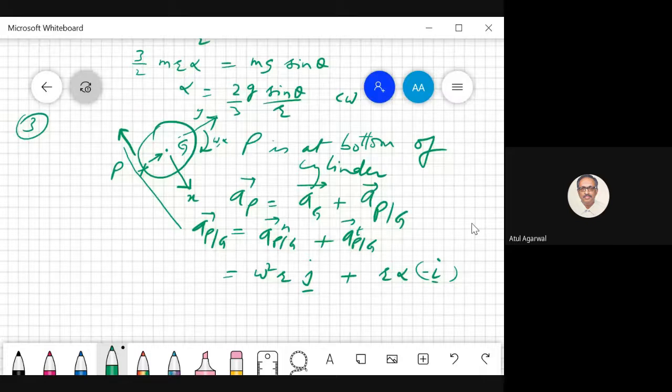What is the acceleration of P with respect to G? Basically alpha cross R. My alpha is, what is my positive Z direction? This is my positive Z direction. Alpha is clockwise, so my alpha becomes minus alpha k. And what is my R?